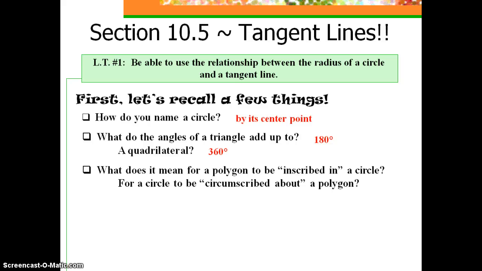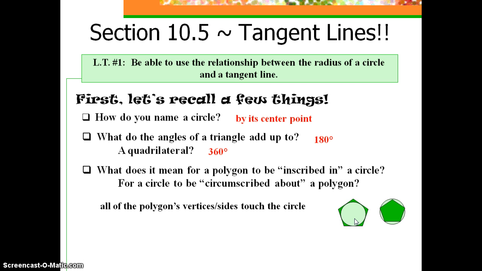What does it mean for a polygon to be inscribed in a circle? If a polygon is inscribed in a circle, that means that the polygon, that's just a shape, is inside the circle. For a circle to be circumscribed about a polygon, that means that the circle is going to be inside of the polygon. So know the difference between inscribing inside of a circle and circumscribing about a polygon. Inscribe, the shape is inside. Circumscribe, the circle is inside. In either case, all the polygon's vertices and sides have to touch the circle.